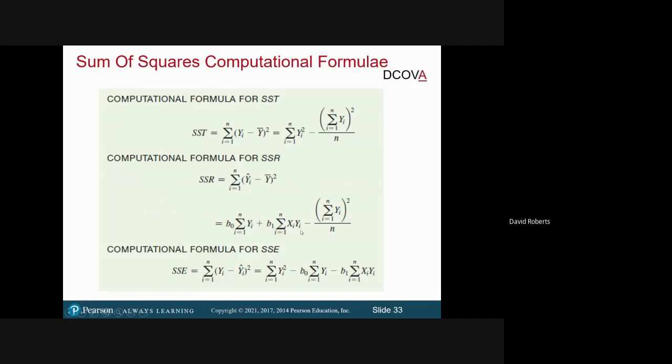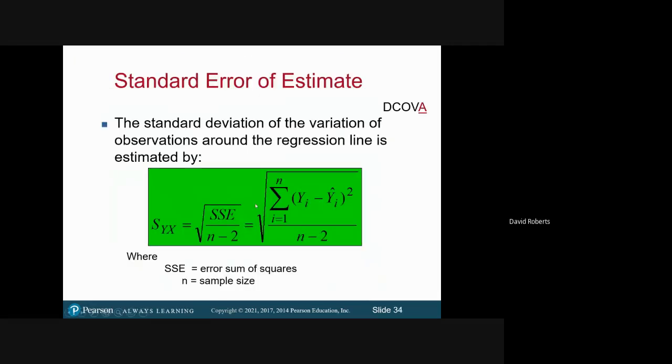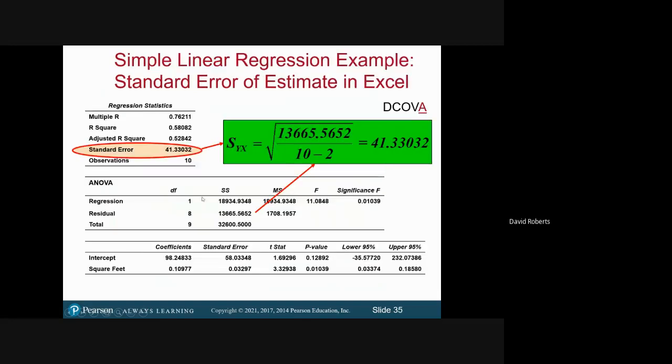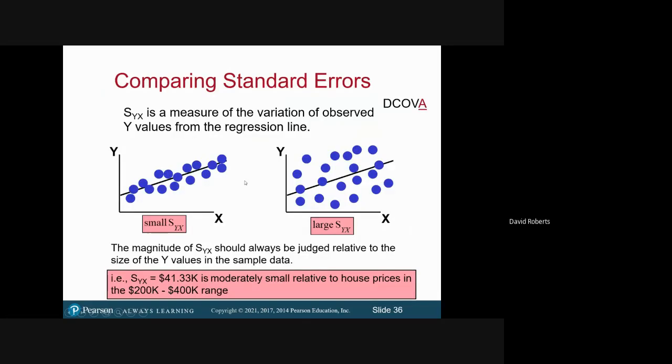Here are, again, the nasty formulas. So I'll quickly go over that because I don't like looking at them. And here's some more, okay? The standard error, again, is calculated, but what does it mean?